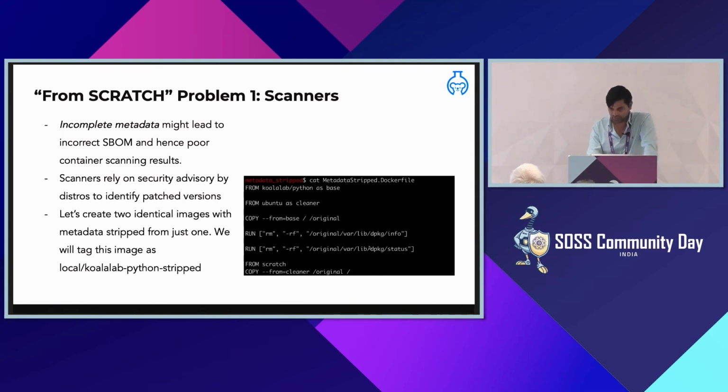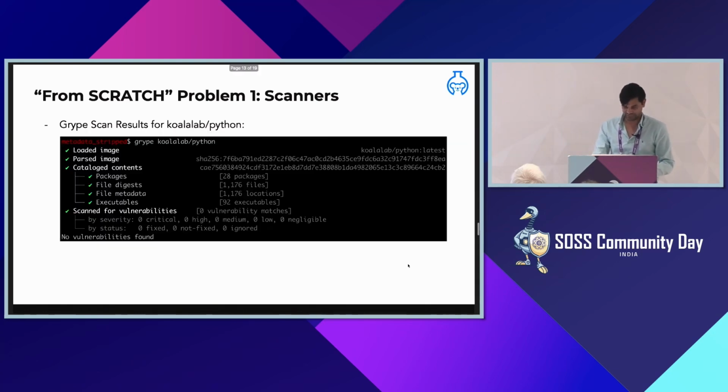So here we can see there is a Dockerfile that I have written. In this, I'm taking a Python image that we have published, and from that I'm just removing these two metadata files, dpkg info and dpkg status. If you remove those, now we have two Docker images. We will run Grype on both and see the results.